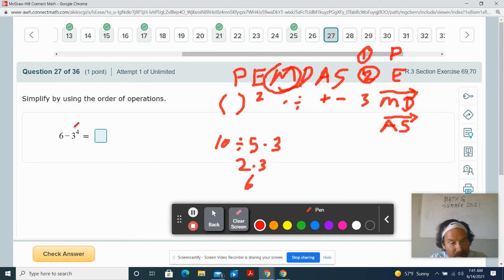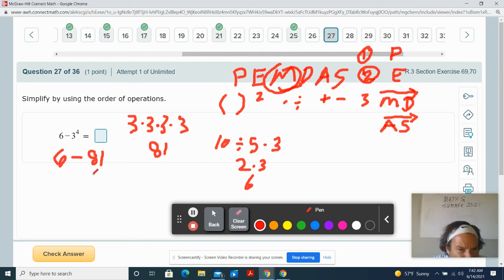So in this problem here, we have to do the exponents first because we don't have any parentheses. So 3 to the 4th power, well, that's a pretty big number. That's 3 times 3 times 3 times 3. We did 3 times 3 times 3 already in a previous problem, so that's 27. And 27 times 3, that's 81. So we have 6 minus 81. So that's going to be a negative number.